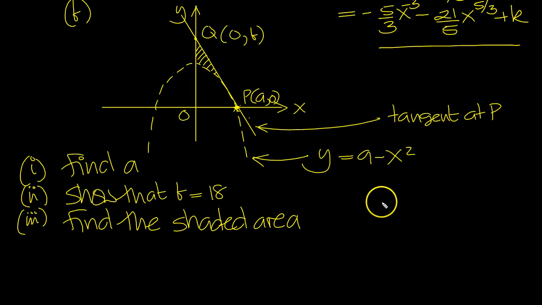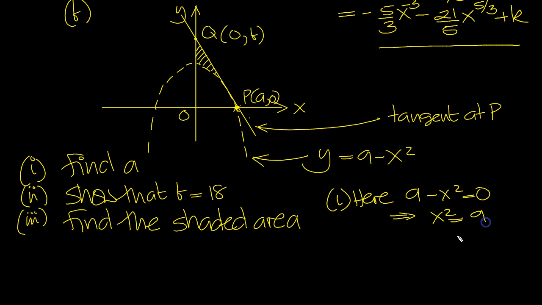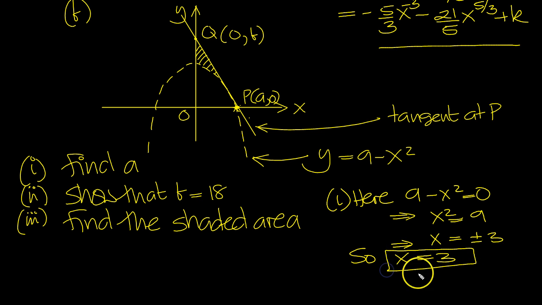So for part 1, let's put it over here. So here, this value here is when the y value is 0, so 9 minus x squared equals 0. X squared equals 9, square root both sides. X is equal to plus or minus 3. So the positive value will be the 3 value, won't it? X equals 3.